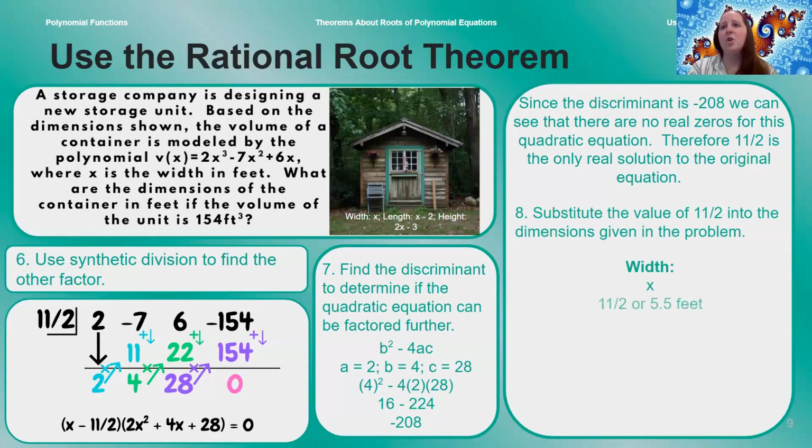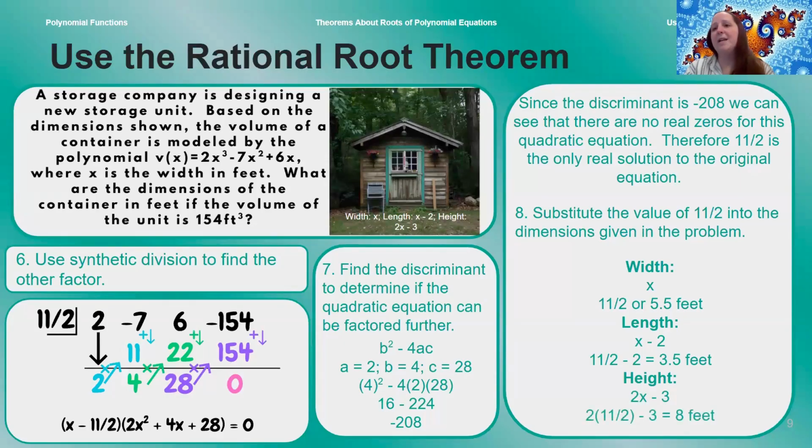Okay. So width is 11 halves or 5.5 feet. My length is 11 halves minus 2 or 3.5 feet. My height is 2x minus 3, which ends up being 8 feet. Okay, so the dimensions are 5.5 feet for width, 3.5 feet for length, and 8 feet for height.